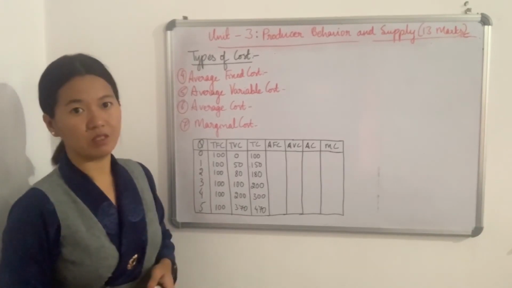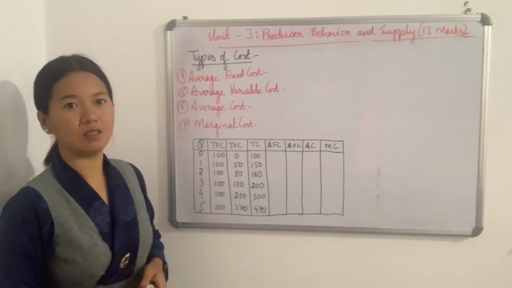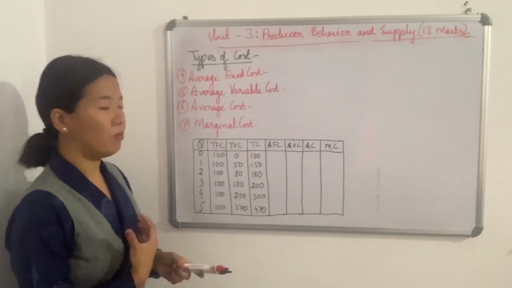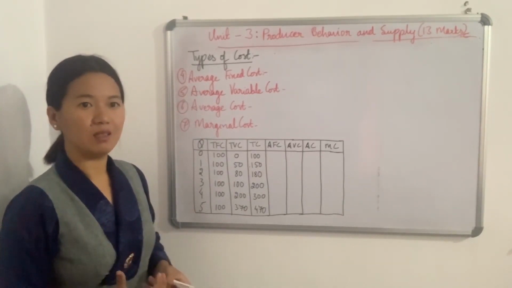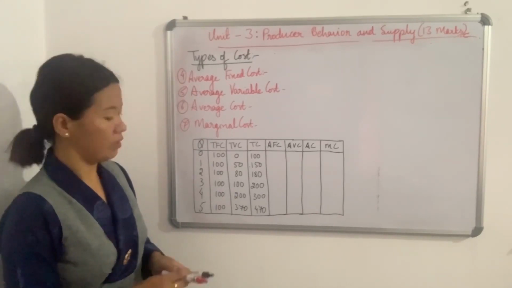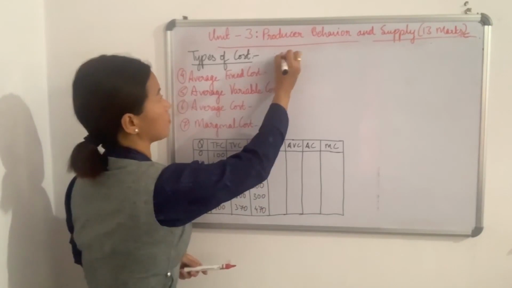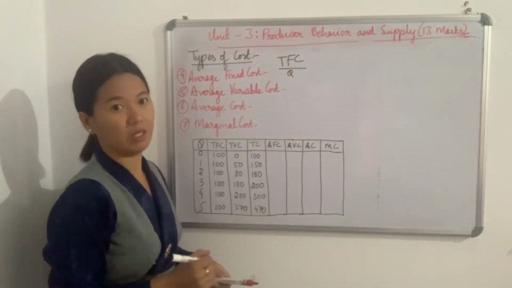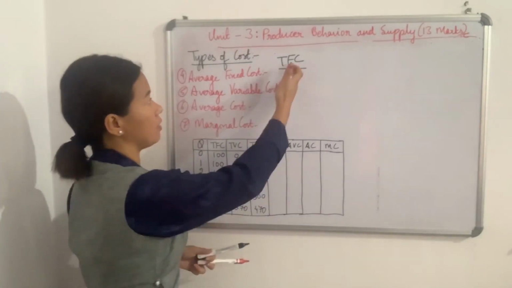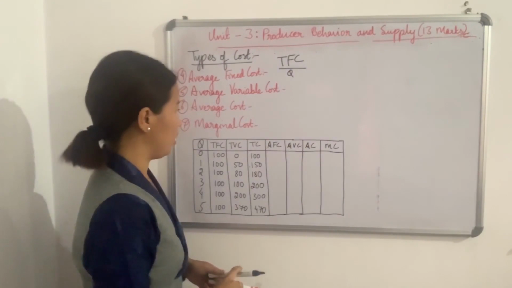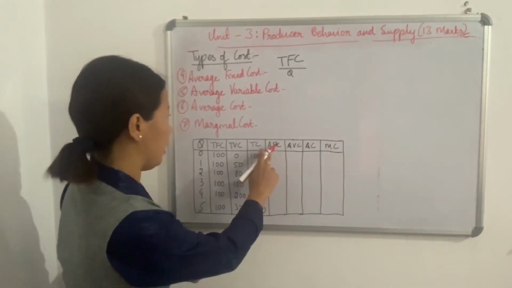First is average fixed cost, which means that it is the per unit fixed cost of production. It means how much we are spending on fixed cost for each unit of production. So average fixed cost is total fixed cost upon quantity, that is, how much we are spending fixed cost for each unit of production. So let's find out AFC.